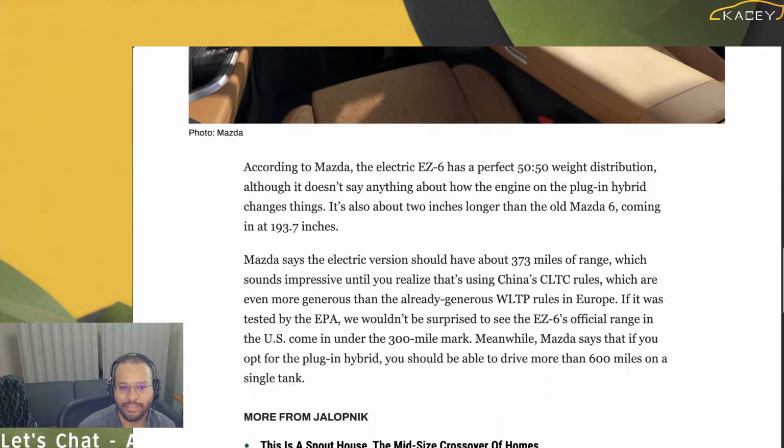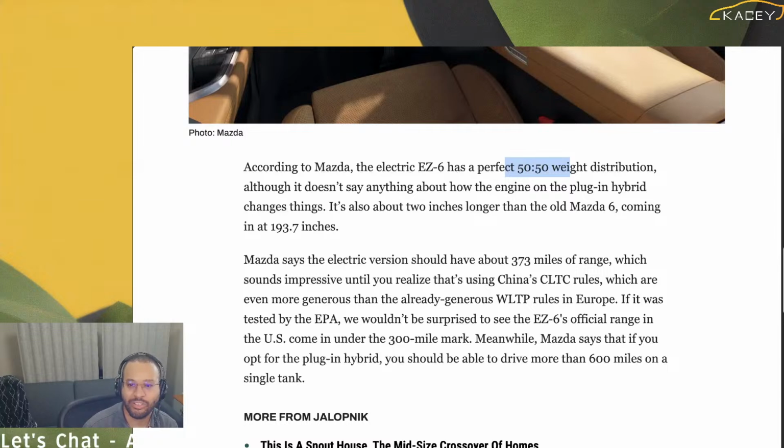Let's see. It's got a perfect 50-50 weight distribution. That's what I was just talking about there with the rear wheel drive, right? It doesn't say anything about how the engine on the plug-in hybrid changes things. Oh, and that is something to consider because the engine, no matter how you look at it, is a big chunk of weight right up front. They could very easily counter it by battery placement, but will it have enough battery? Interesting. Enough battery to make that much of a difference.